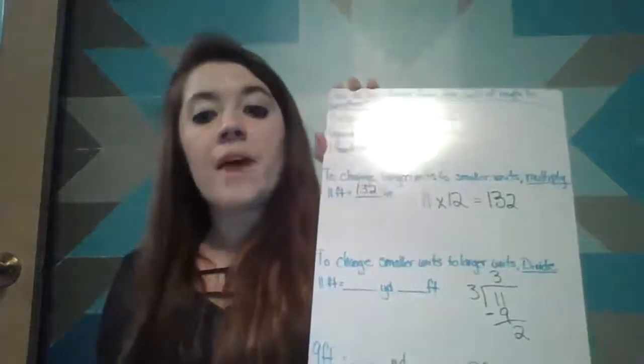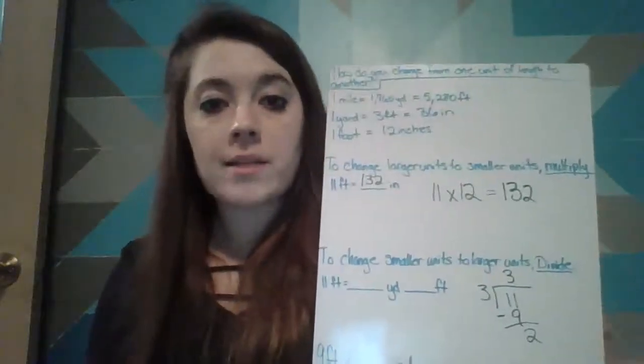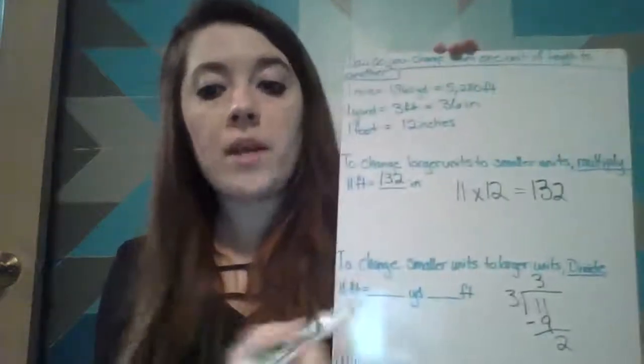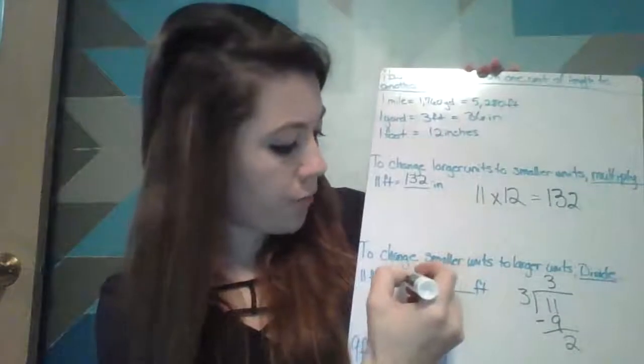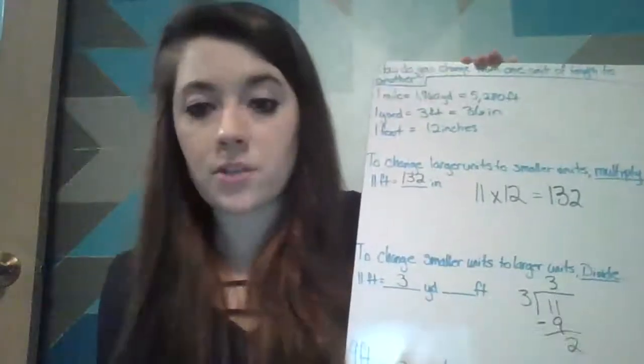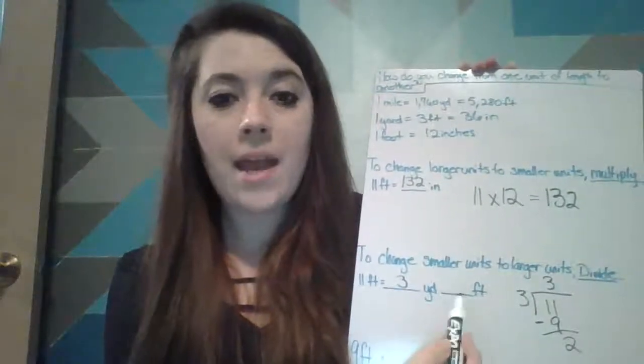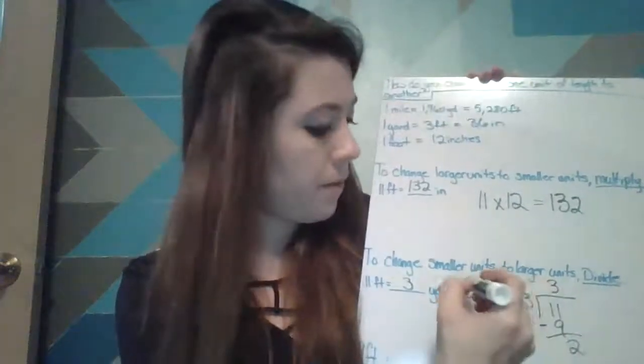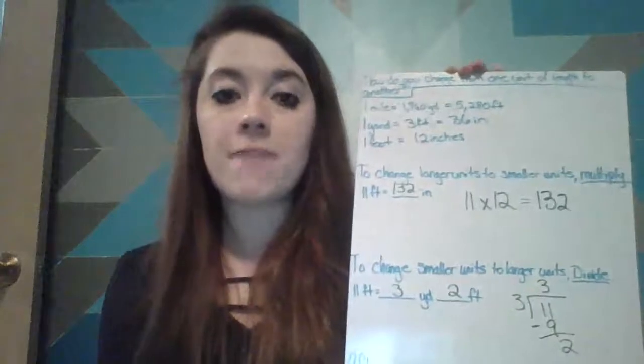Now, when we were dividing before, we would extend this and find the decimal. We're not going to do that here. What we know is that there are 3 yards in 11 feet, because that's our whole number. And then how many feet are left over? Well, the remainder was 2. So that's how many feet there are.